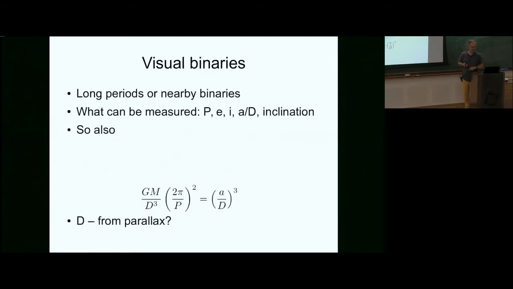So here we have the visual binaries. So these are long period or nearby binaries. We can measure the period, the ellipticity, we can measure the inclination, the angular size, which is the size of the orbit divided by the distance. What is the difference between ellipticity, eccentricity, and an inclined circular orbit? That's a very good question.